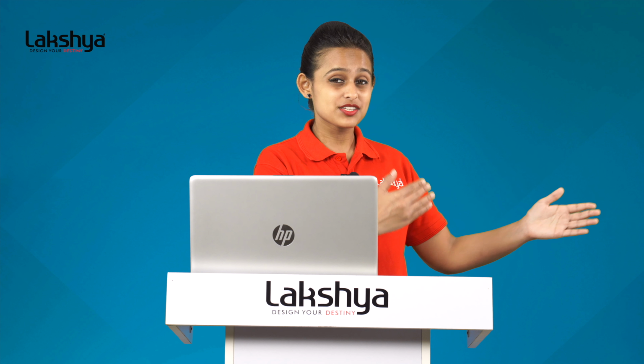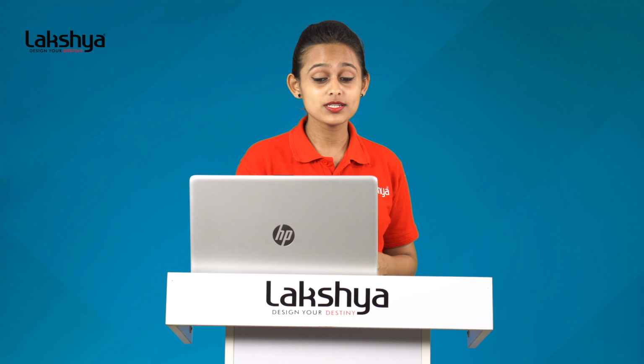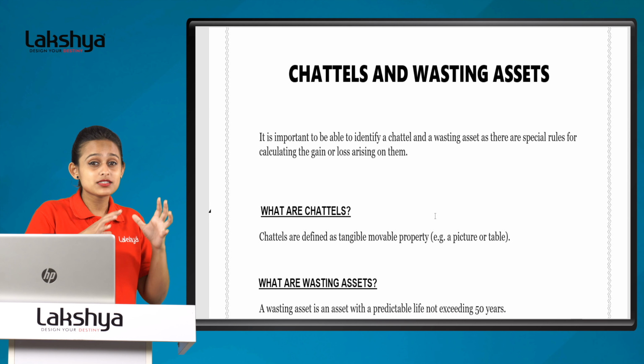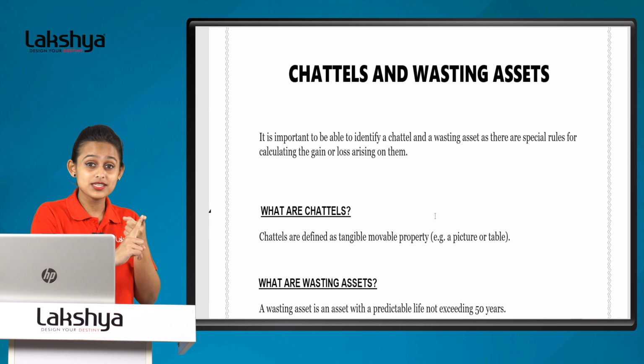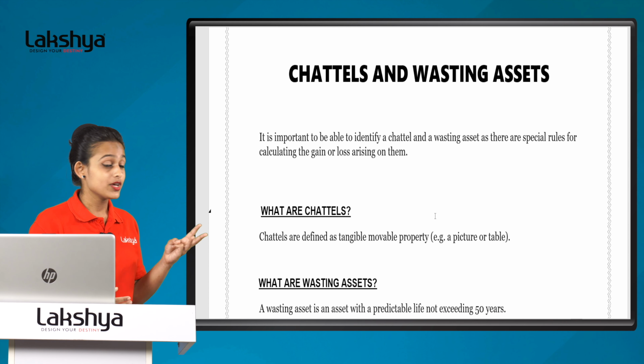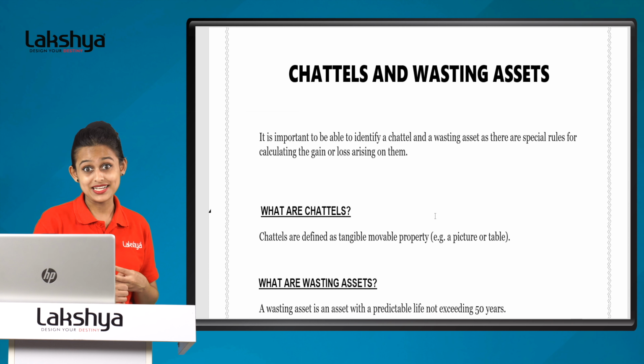So here we are with the next chapter in chargeable gains for individuals, which is chattels and wasting assets. In part C of the syllabus area, we have already studied the basics of CGT. We went through the shares and securities. Now, we are going into chattels and wasting assets.